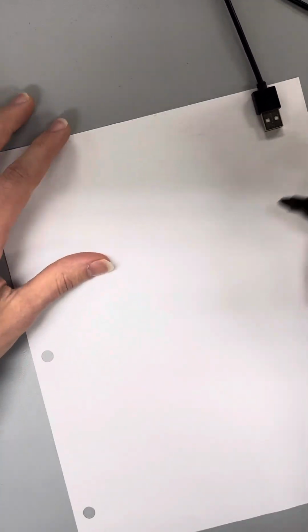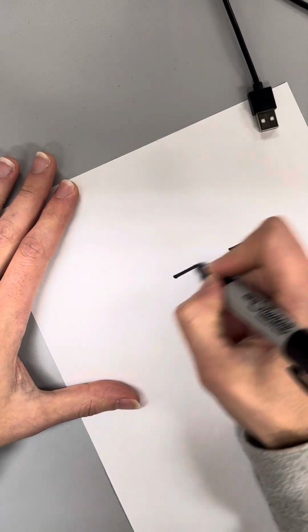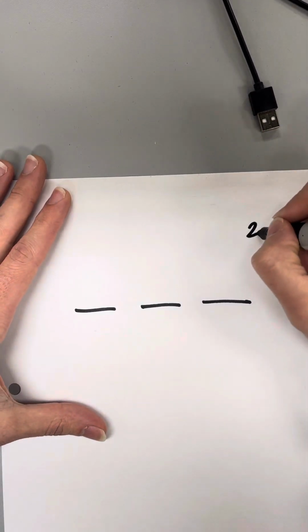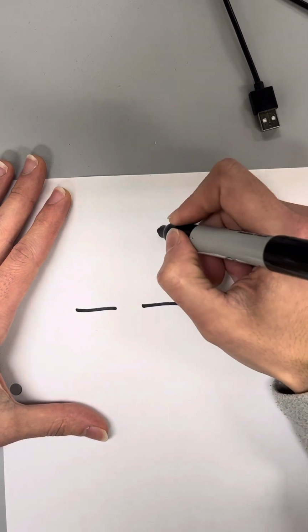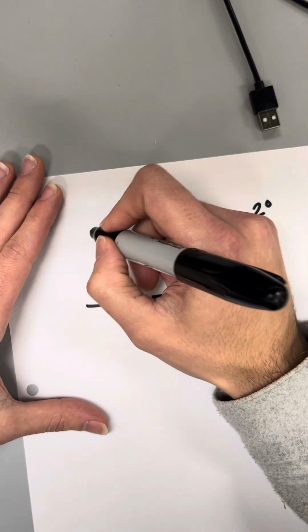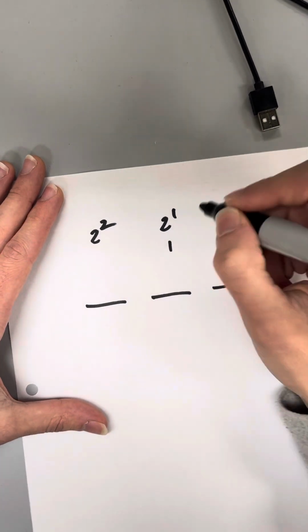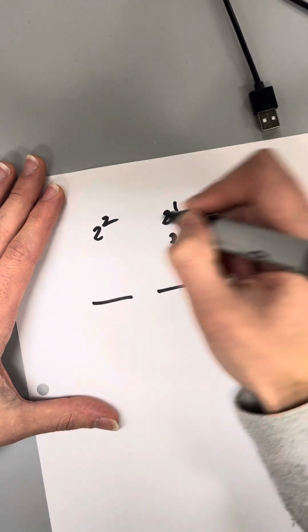For example, so remember, we said this was the 2 to the 0, so this is the 1's place. This is the 2 to the 1, that's the 2's place. This is the 2 to the 2. Oh, sorry, this is a 2, and this is a 4.